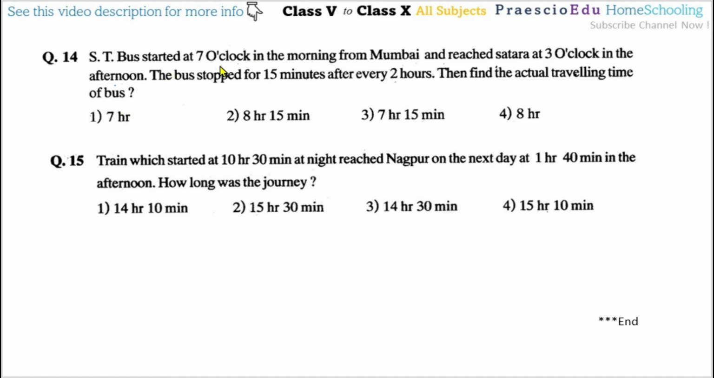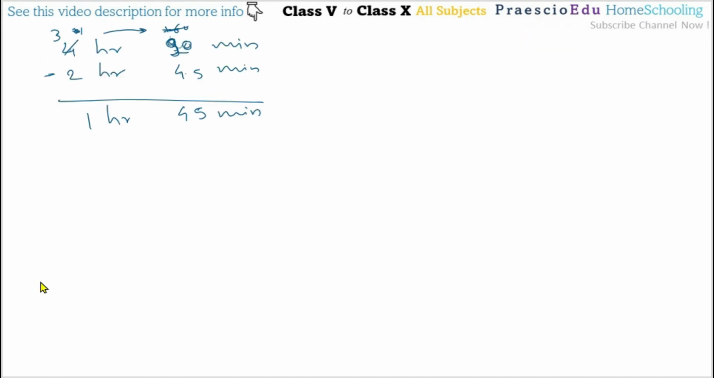The bus started at 7 o'clock in the morning, which means 7 AM, and reaches Satara at 3 o'clock in the afternoon, which means 3 PM. If we consider the clock, this is 7, this is 6, this is 3 and the 12. Here is the 9. So this is the starting.